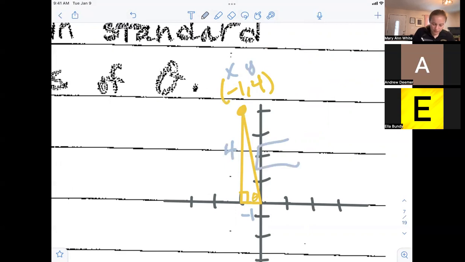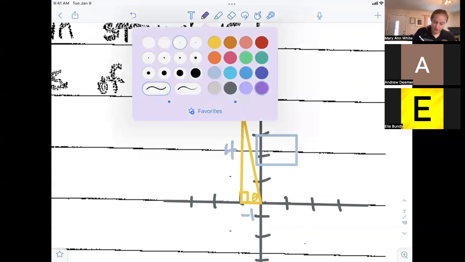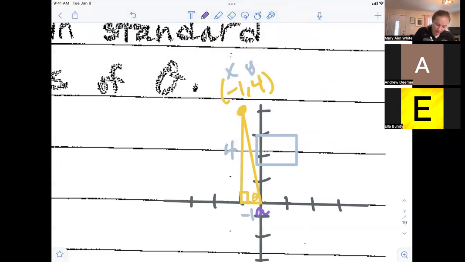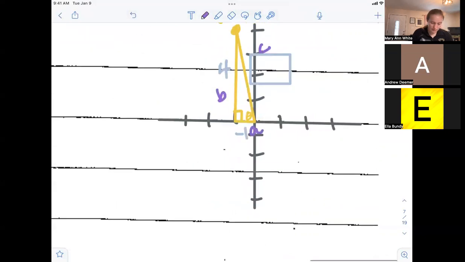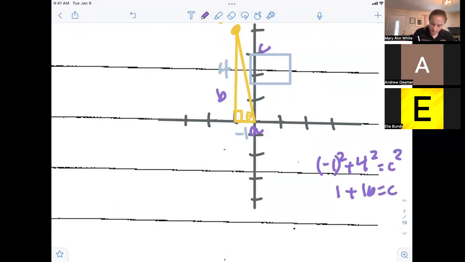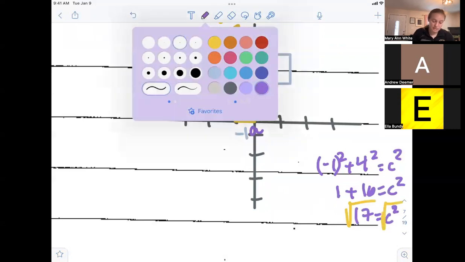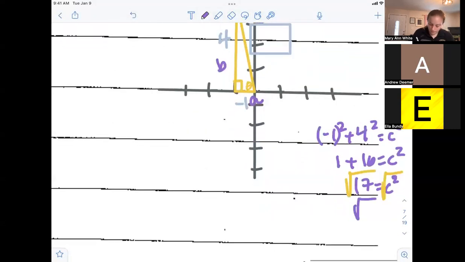And then we don't know our c. So we're going to Pythagorean theorem, just like we keep doing. A, B, C. I'll do that down here. -1 squared plus 4 squared equals c squared. -1 squared is 1, 4 squared is 16, c squared is going to be 17. So square root both sides. Ooh, this is nice. We do not have to simplify because we can't simplify root 17.